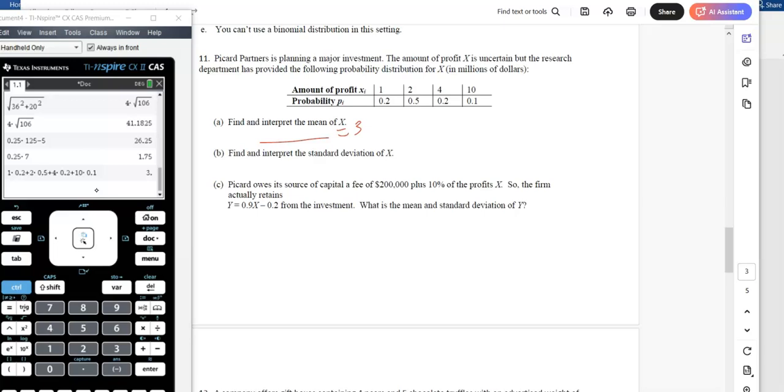Interpret the mean. So if we profit X is uncertain.